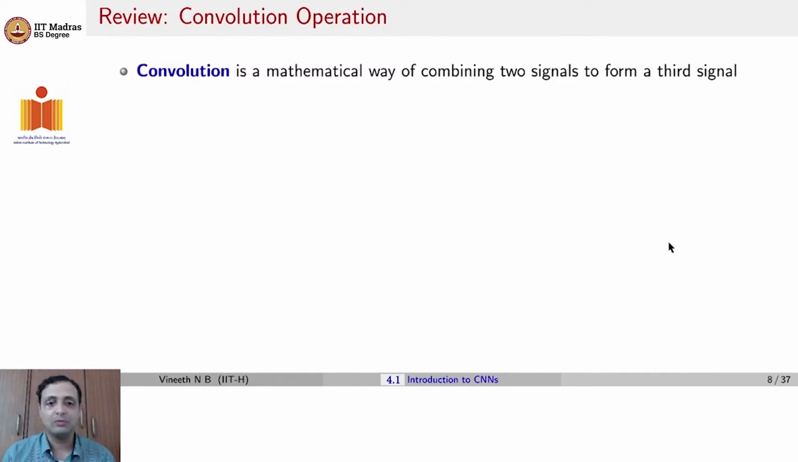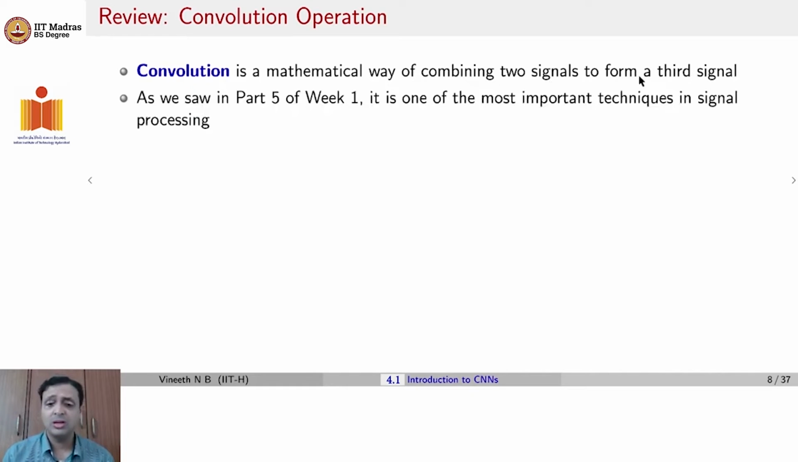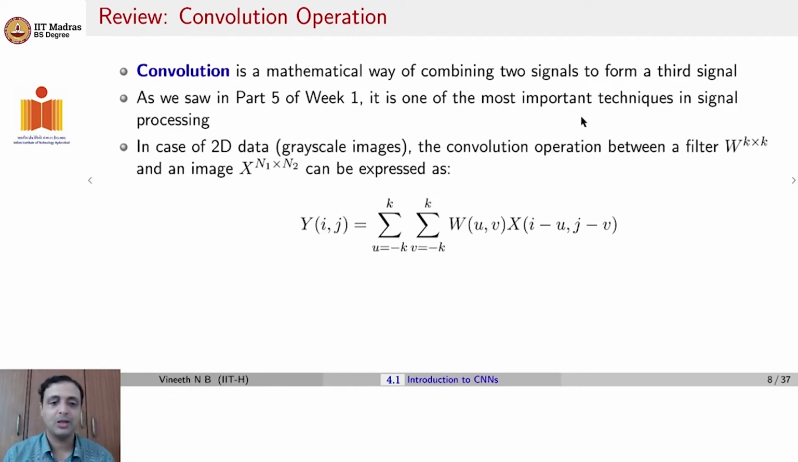We know now that convolution is a mathematical way of combining two signals to form a third signal. We also know that it's an extremely important technique in signal processing in general. Images are 2D signals, but convolution is also used for other kinds of signals such as speech or accelerometer data, time series data, so on and so forth.